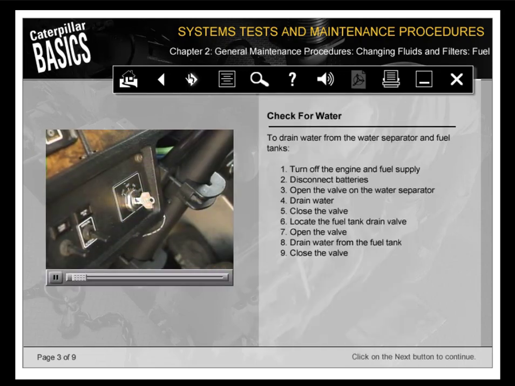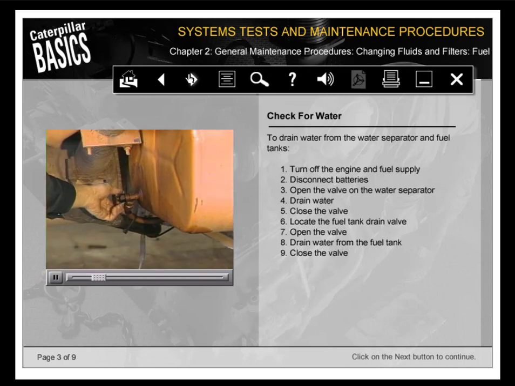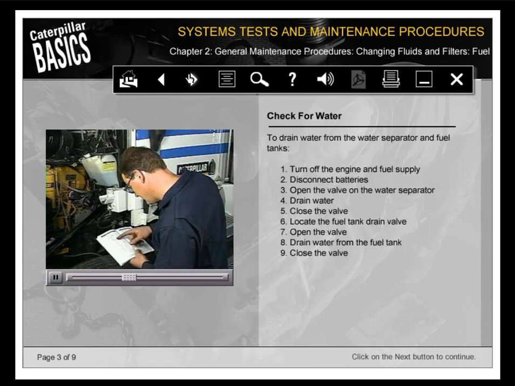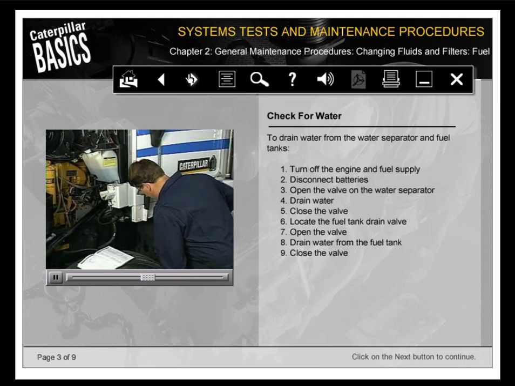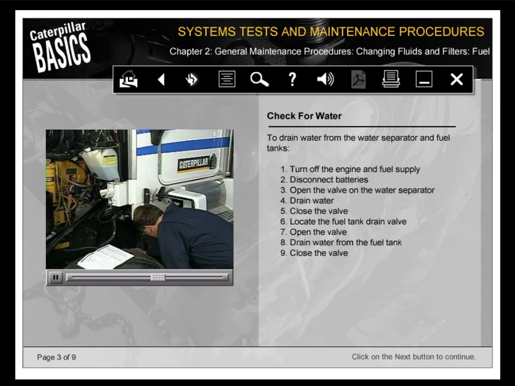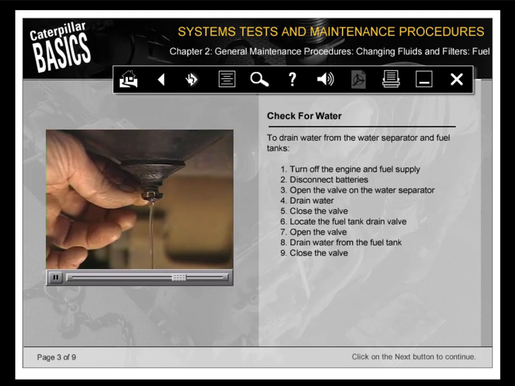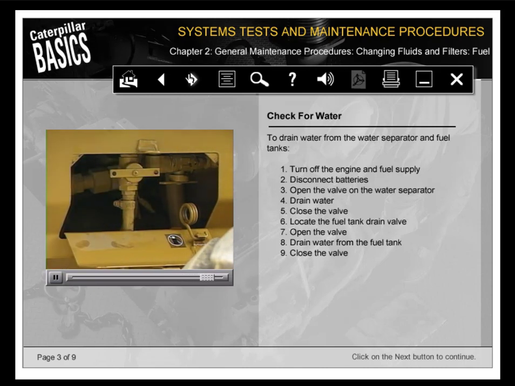Before you begin, turn the engine off and disconnect the batteries. Turn off the fuel supply if the machine has a manual shut-off valve. Before you can drain the water, you'll have to check the service or OEM manual for the location and type of water separator. Once you've located the water separator, open the valve and drain any water that might be present. Drain water from the fuel tanks as well. Check the service manual for the exact location and procedure.